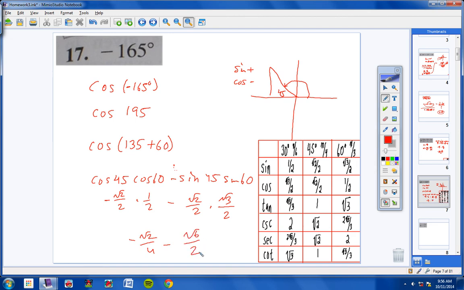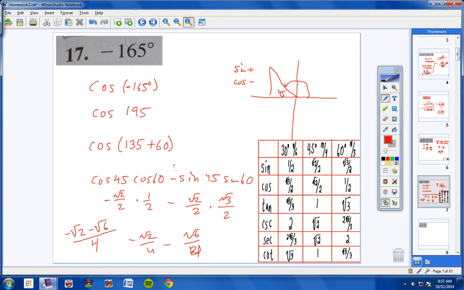We're getting the same answer over and over. Negative square root of 2 minus square root of 6, all over 4. Let me check the back of the book real quick for number 17 here. And we are getting, let's see here, it should be the exact same thing, which is negative square root of 2 minus square root of 6 over 4. Yep, exact same answer. Okay, moving on to number 21.